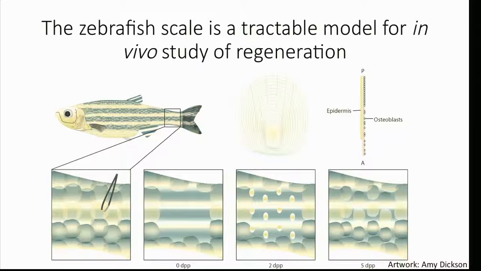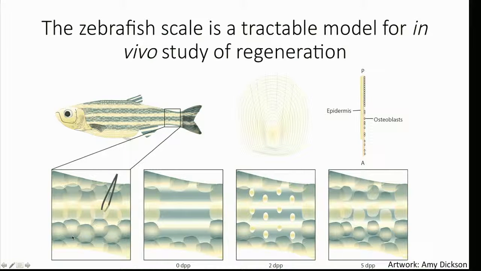And as the title of my talk implied, we use the Zebrafish scale to study regeneration. It's kind of a new direction in the POS lab, but it's a nice model to study specifically osteoblast regeneration because the tissue itself is small enough that it's really easy to image completely, and it also regenerates rather quickly. So thanks to Amy for the artwork.